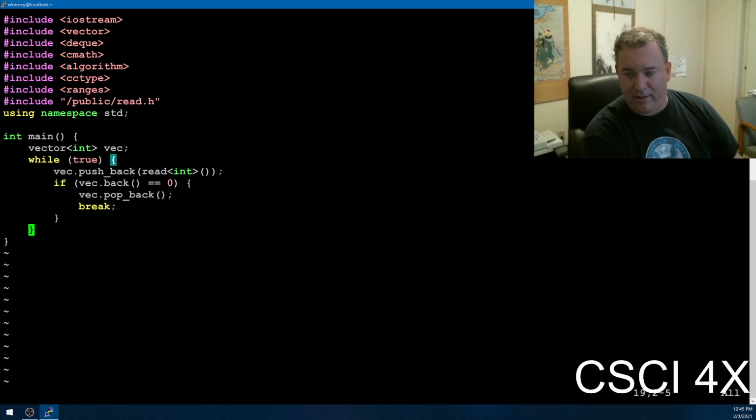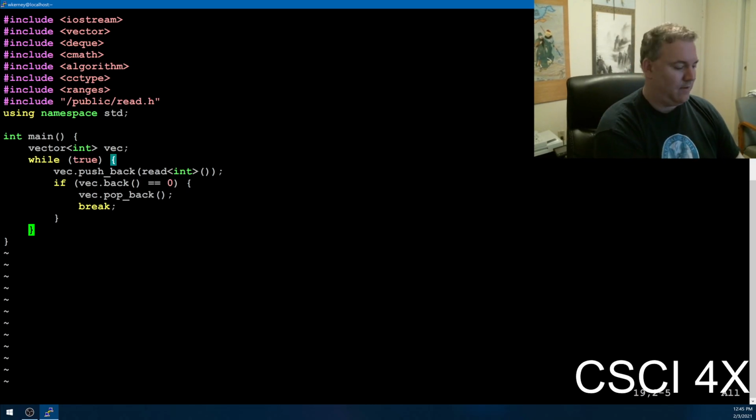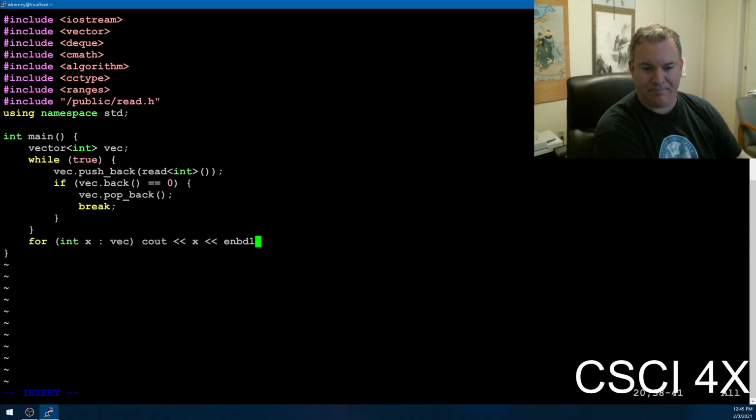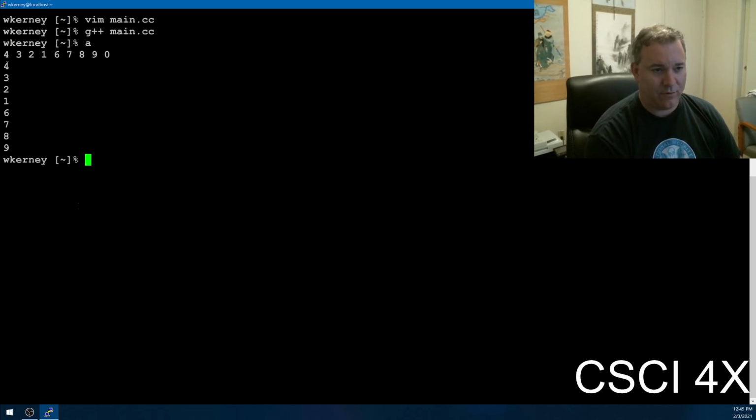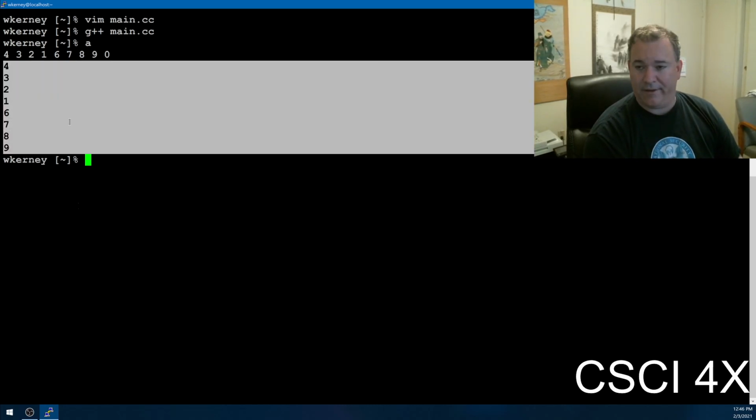All right, so this will read integers from the keyboard, and then let's print them out. For every integer in the vector, cout it out. Four, 3, 2, 1, 6, 7, 8, 9, and 0. So you can see we got 4, 3, 2, 1, 6, 7, 8, 9, and the 0 gets discarded because the 0 means end of input.